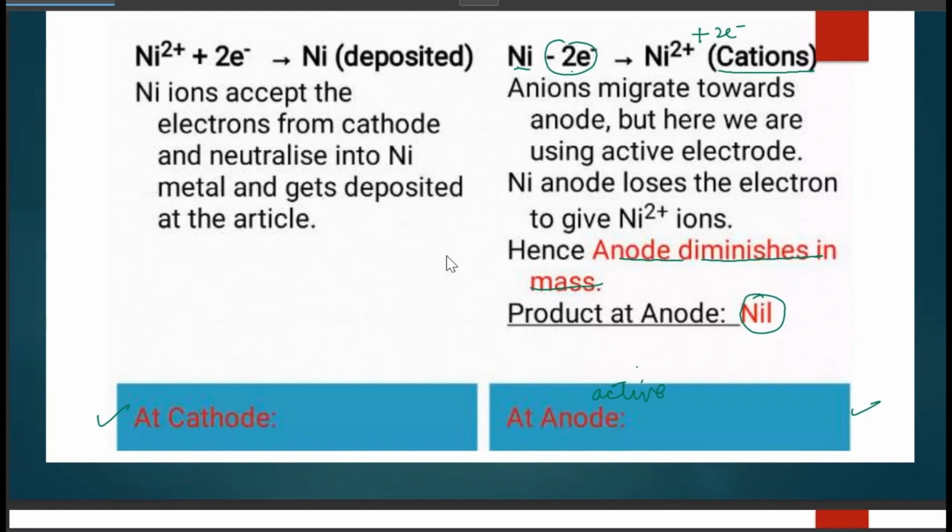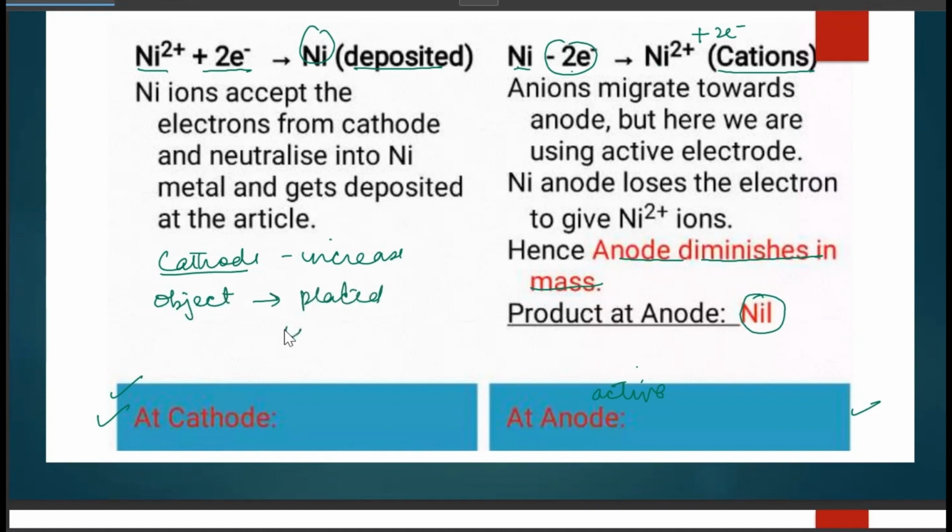और nickel ions जब electrolyte में jump करते हैं तो same nickel ions will be accepting the electrons at the cathode, and the nickel will be deposited, and because of this the cathode mass is going to increase. ठीक है. और यहाँ पर वो जो कैथोड जो है वो उस ऑब्जेक्ट का बना हुआ है जिसके ऊपर वो प्लेटिंग होगी. So the object will be plated with the substance which is at the anode.